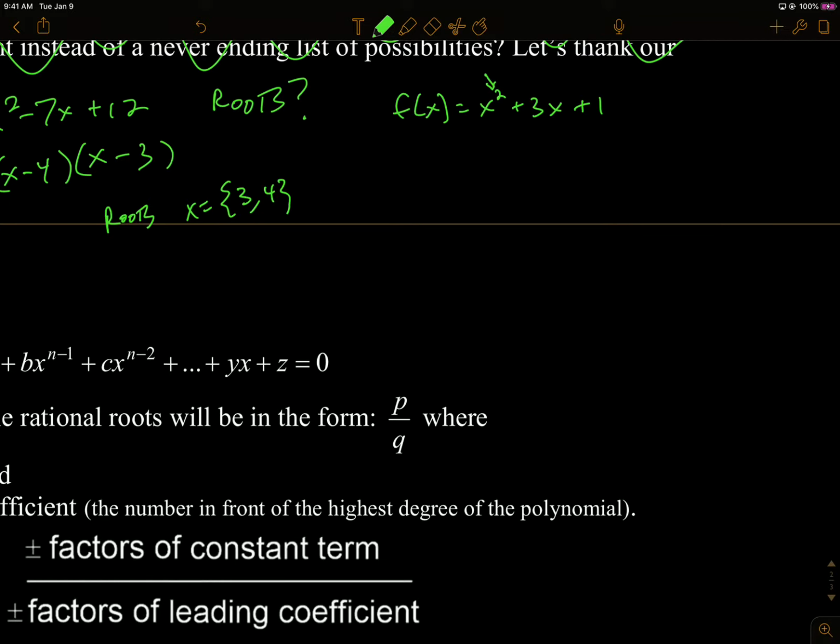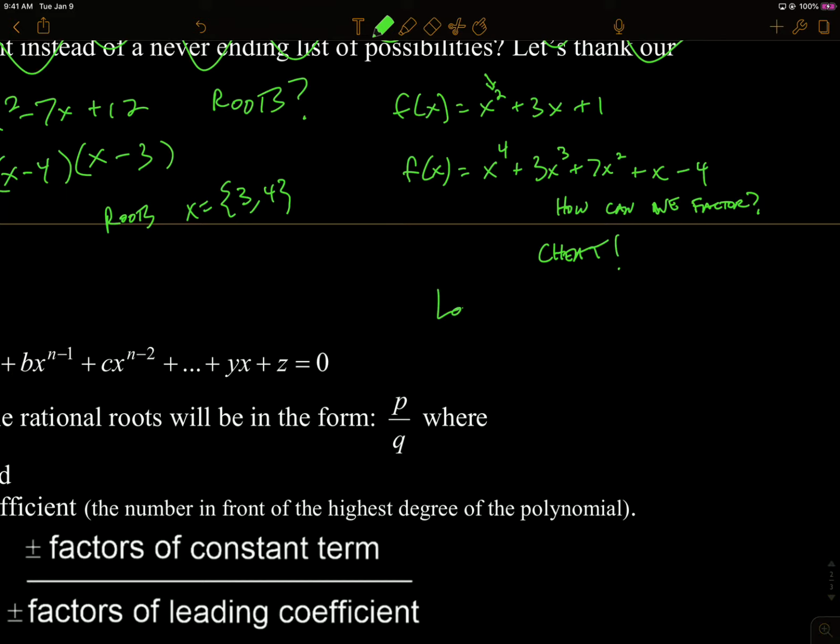But the question becomes, what if we can't factor it and it's a power bigger than squared? Let's say x to the 4th plus 3x to the 3rd plus 7x squared plus x minus 4. How can we factor this? Well, we can cheat, is what we're going to do. We're going to look at the graph.